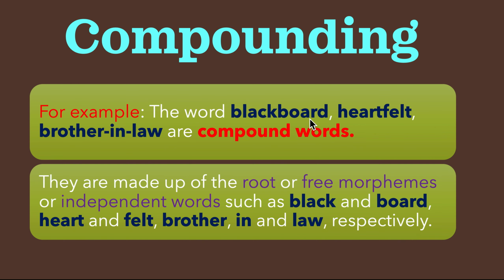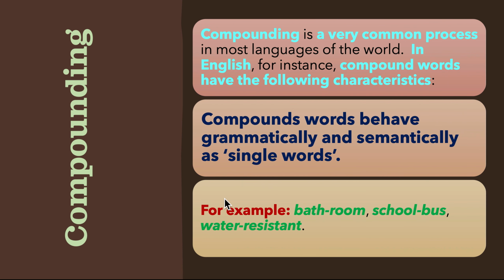For example, the words blackboard, heartfelt, and brother-in-law are compound words. They are made up of root or free morphemes, or independent words, such as black and board, blackboard; heart and felt, heartfelt; brother, in, and law, brother-in-law, respectively. Compounding is a very common process in most languages of the world.